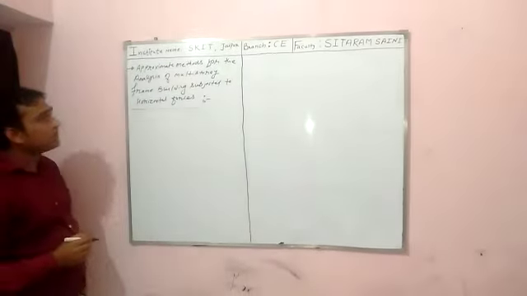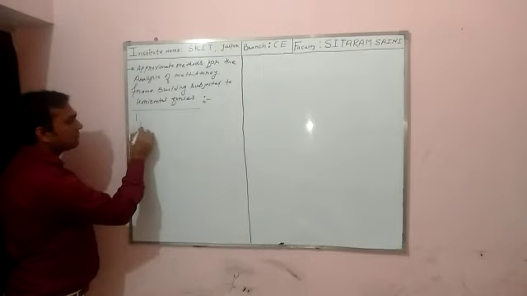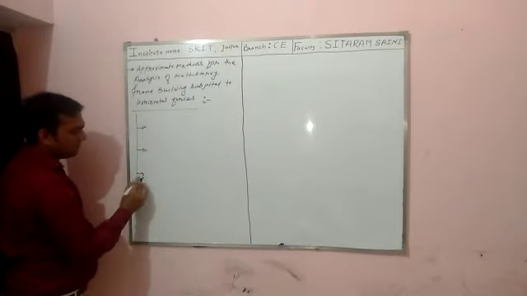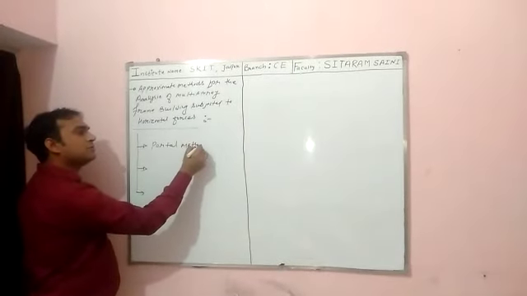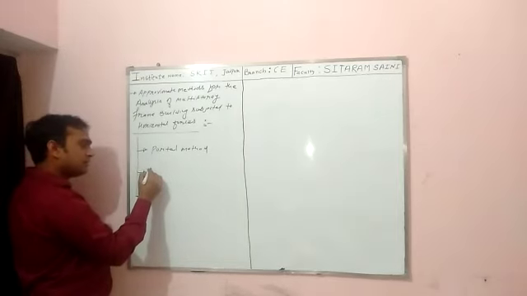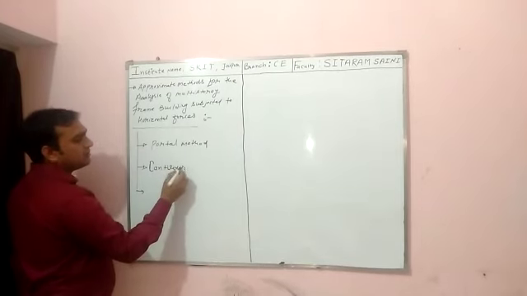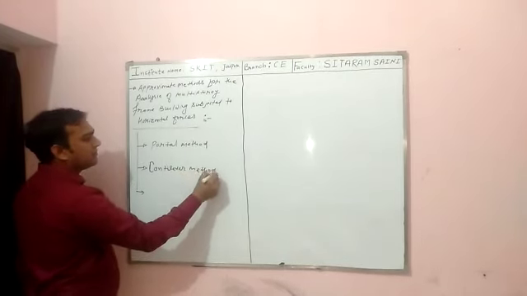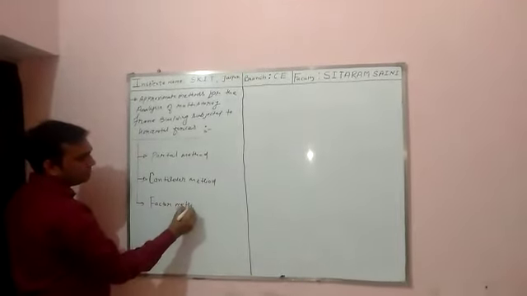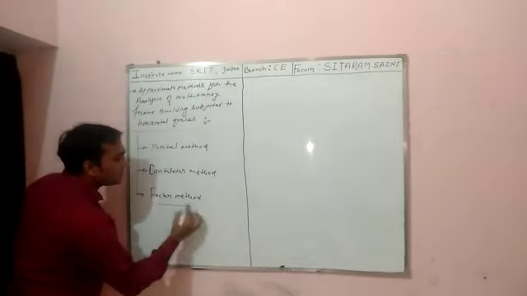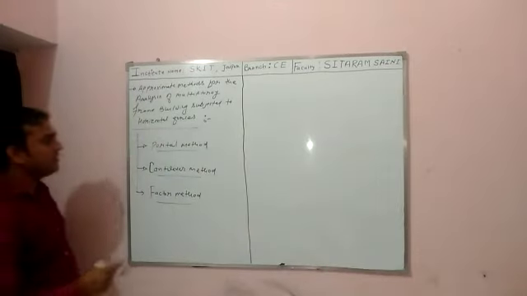There are three methods for the analysis of multi-story frame buildings. They are listed here. First, portal method. Second one, cantilever method. Third one, factor method. These three specific methods are used for the analysis of multi-story frame buildings.